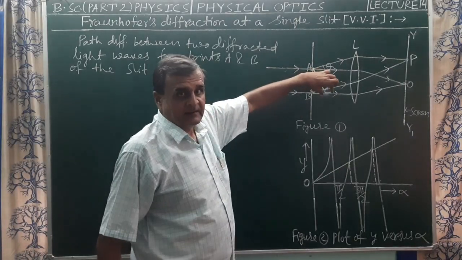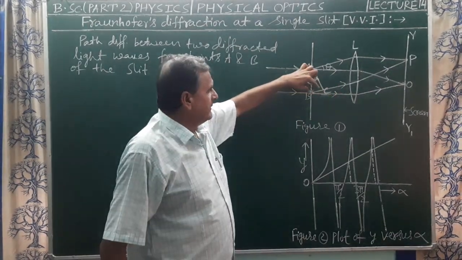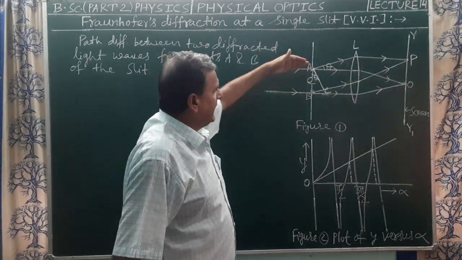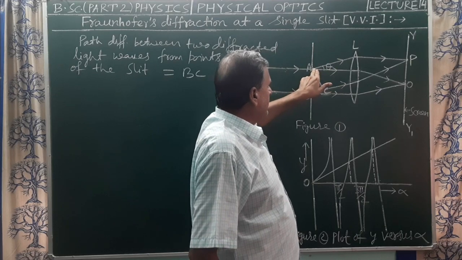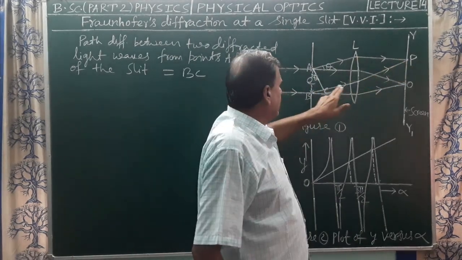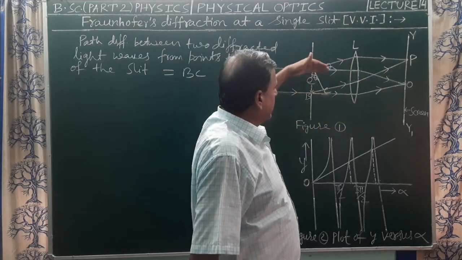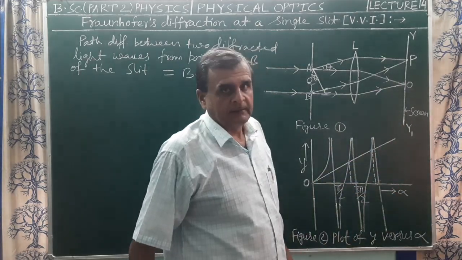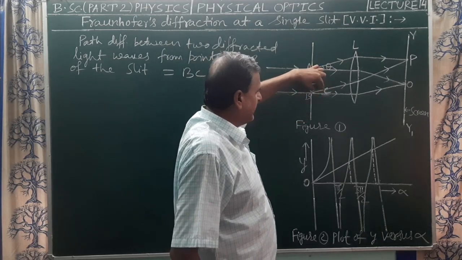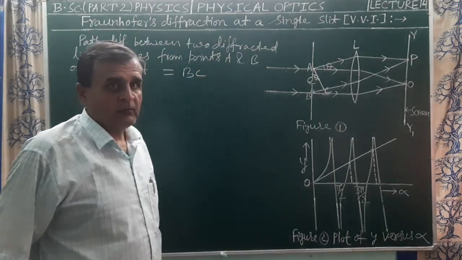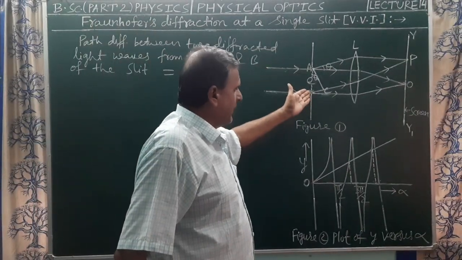BC ही पाथ डिफरेंस होगा, यह एक्स्ट्रा डिस्टेंस स्लिट के पॉइंट B से प्रोड्यूस होने वाला सेकेंडरी लाइट वेवलेट BC एक्स्ट्रा डिस्टेंस कवर करता है। तो यह पाथ डिफरेंस है। A से P का डिस्टेंस और C से P का डिस्टेंस इक्वल है, क्योंकि AC परपेंडिकुलर ड्रॉ किया गया है BP पर। तो एक्स्ट्रा डिस्टेंस BC कवर करेगा, जो कि पाथ डिफरेंस है बिटवीन टू डिफ्रैक्टेड लाइट वेव्स डिफ्रैक्टेड एट point A and B of the single slit.